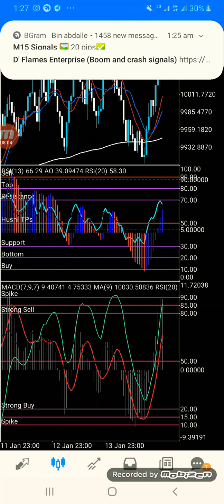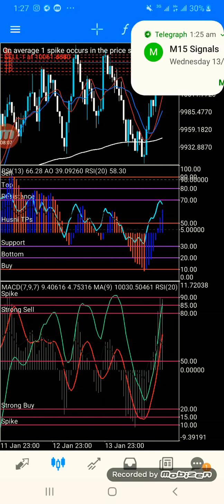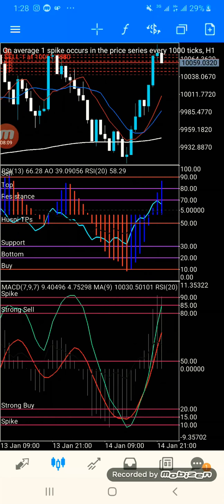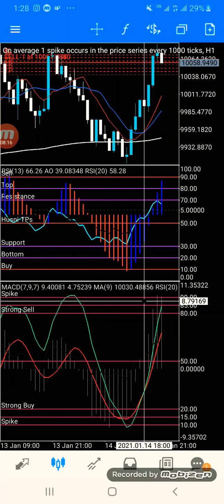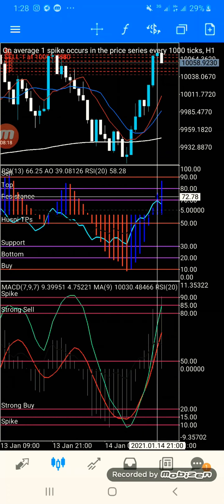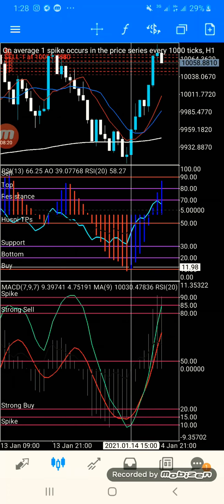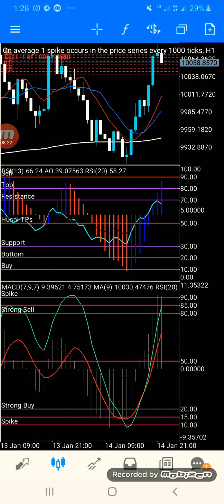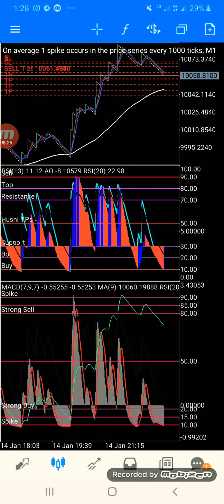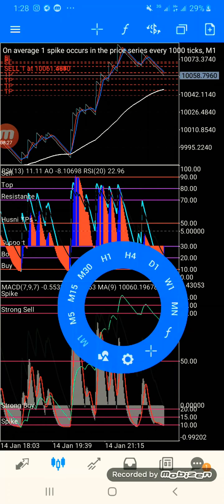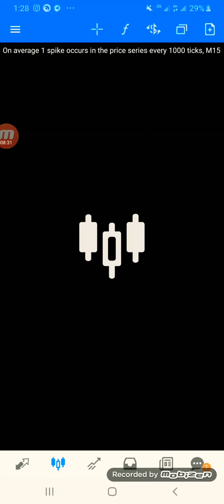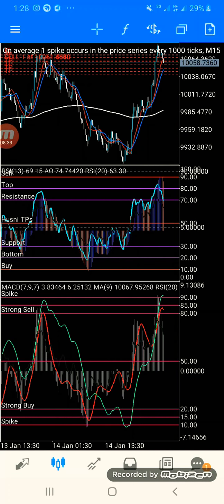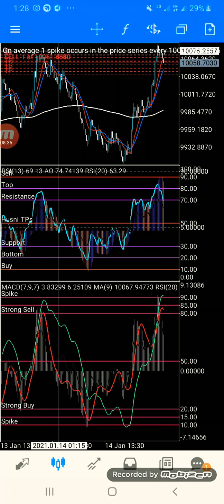Where I have taken the entry was here. You can see I took it here. In general, this market is going to buy, but I am selling on a lower time frame. It can spike, but I can wait. I have the ability to wait. And as you can see, price is at the high level.